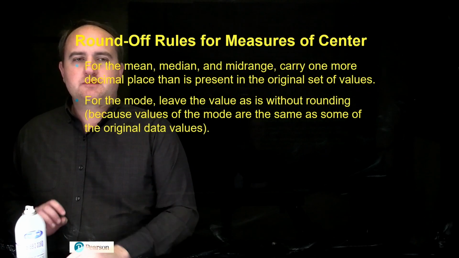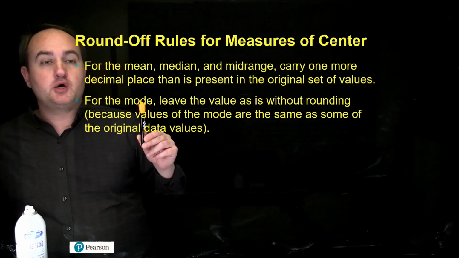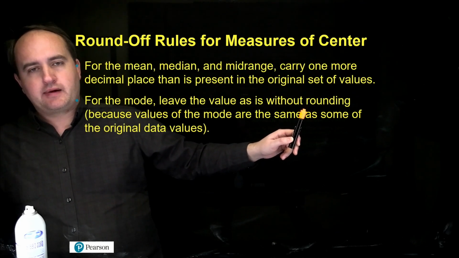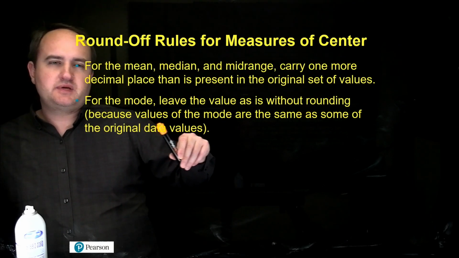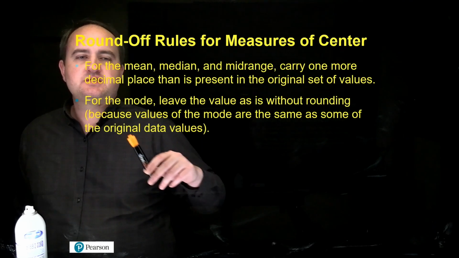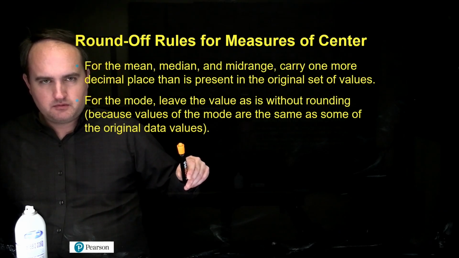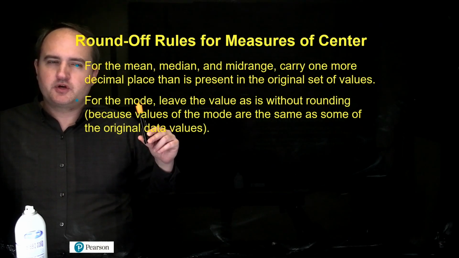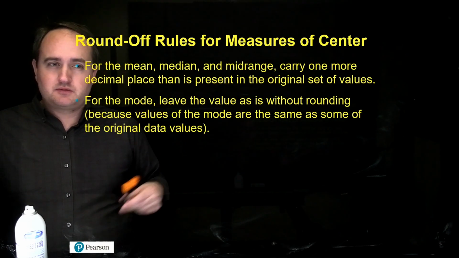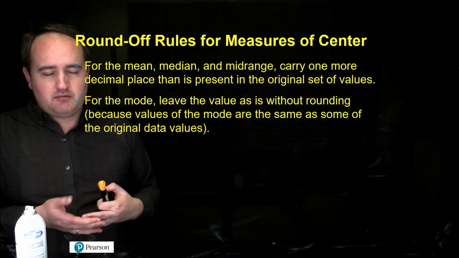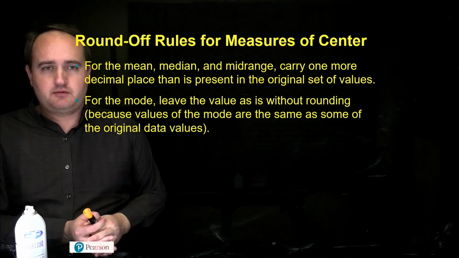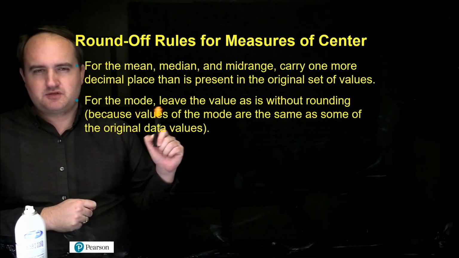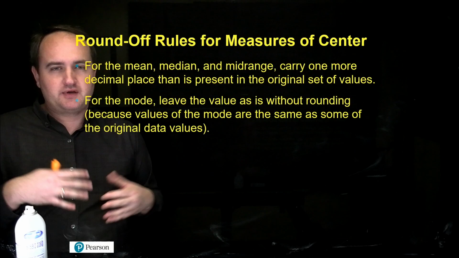The only thing that's a little surprising is that for the mode, you're supposed to leave the value as is without rounding. Okay, and this is true because values of the mode are the same as some of the original data values. Maybe that makes sense because the mode could also be categories, and how are you going to round a category? You can't round vanilla or chocolate because those are not numbers that you can round. So it kind of makes sense that you shouldn't have to round the mode if it can be categorical.